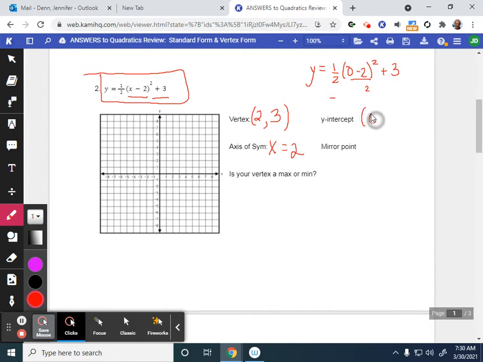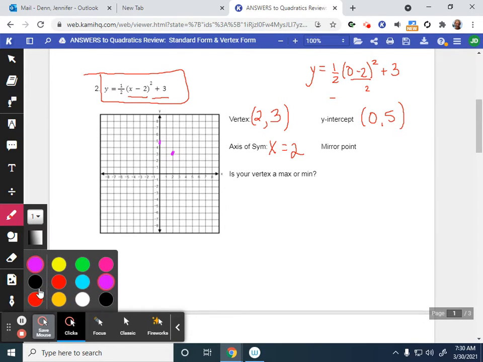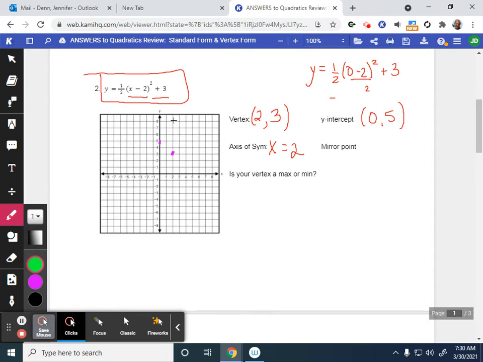So we've got the y-intercept is at 0, 5. Let's go ahead and graph. Vertex is at 2, 3. Y-intercept at 0, 5. Put down the axis of symmetry.